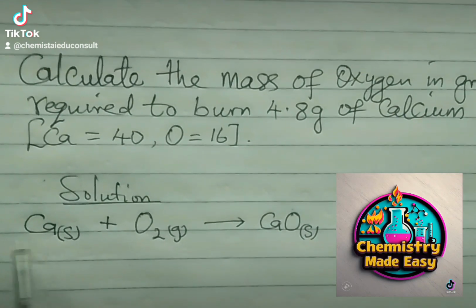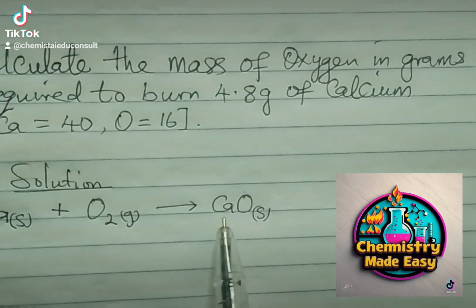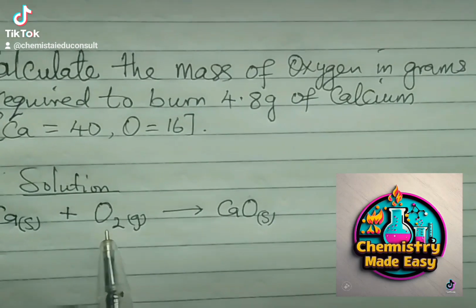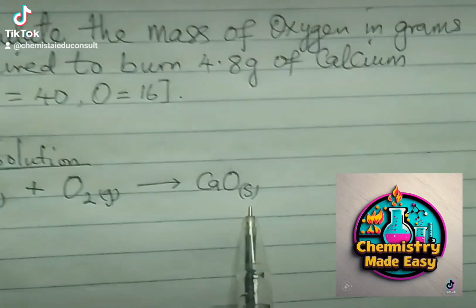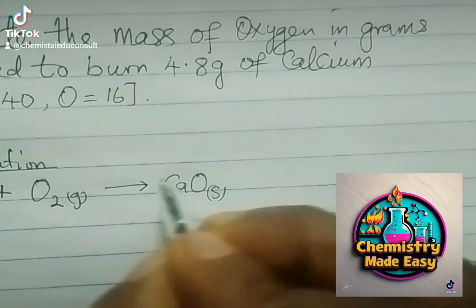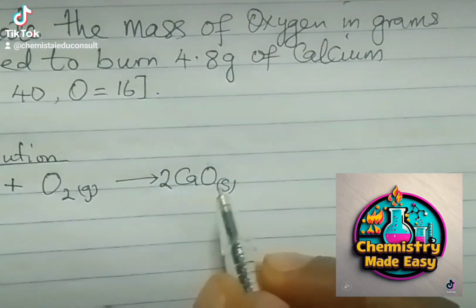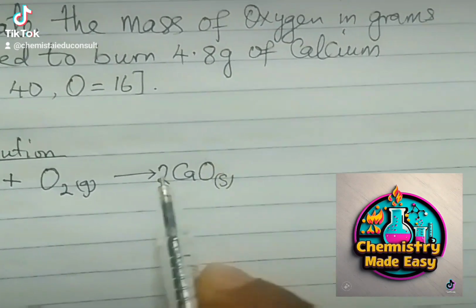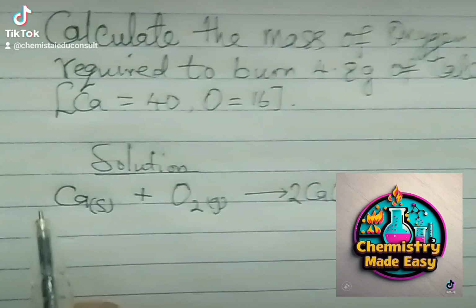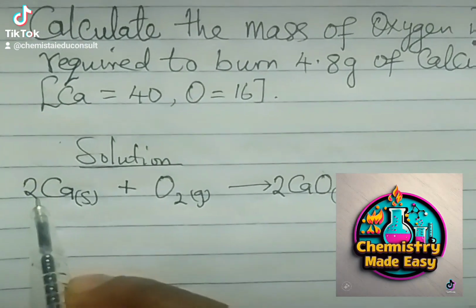Calcium at the left hand side is 1 atom. Here is 1 atom, balanced. Oxygen is 2 at the left hand side, but 1 at the right hand side. So you write 2 at the back of calcium oxide to balance oxygen. In the process of balancing oxygen, calcium is now 2 atoms. So you come to the left and write 2 at the back of calcium to balance it.